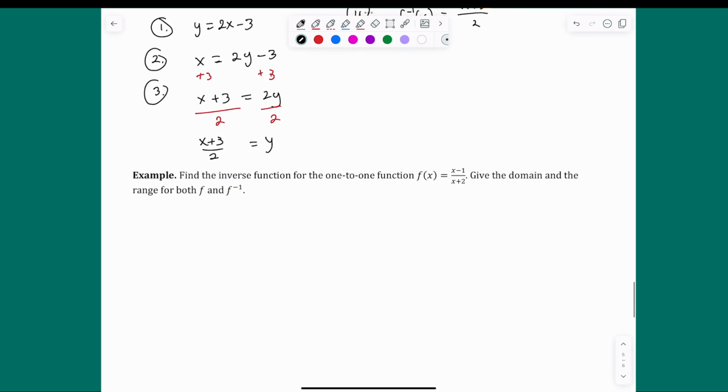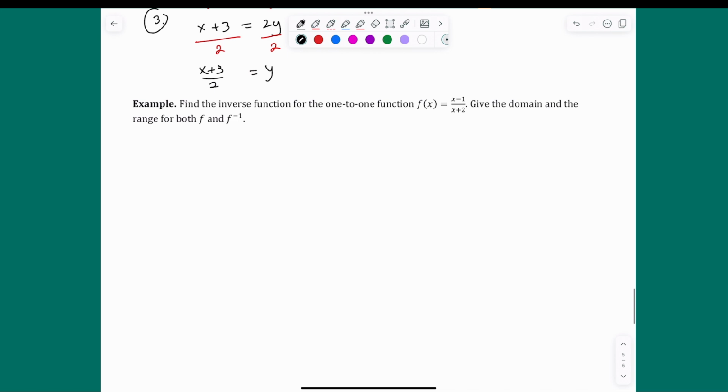All right, next example here. Find the inverse function for the one-to-one function f of x equal to x minus 1 over x plus 3, or excuse me, x plus 2. Also give the domain and range for both f and f inverse. Okay, so let's do the domain and range first. Well, actually we can't give the domain and range first, but let's find the formula.